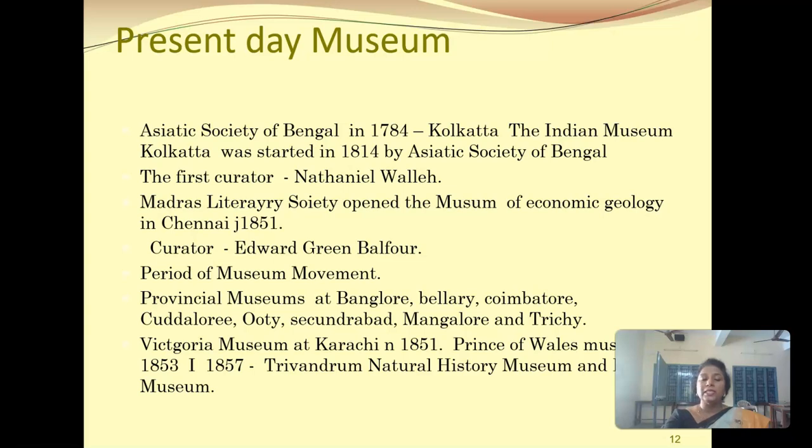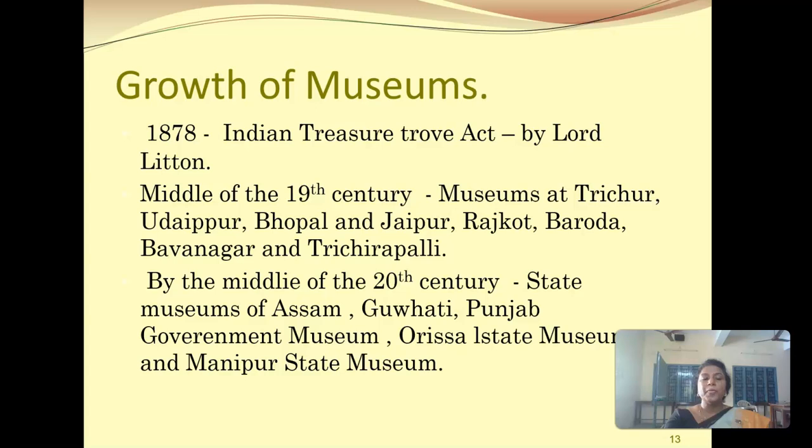Then the period of museum movement started, and all over India museums were established. There were a lot of provincial museums in the states and museums established in the cities. So the Victoria Museum at Karachi was established in 1851, the Prince of Wales Museum in 1853, and in 1857 the Trivandrum Natural History Museum was established. The growth of museums, the government took care of when the Britishers ruled.